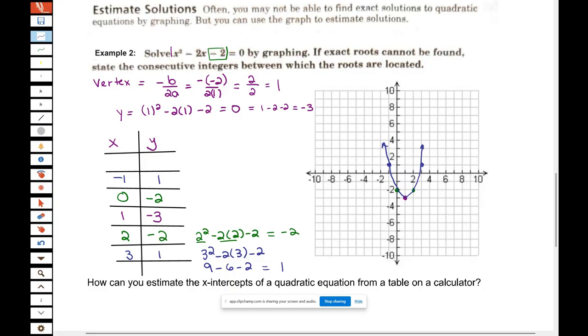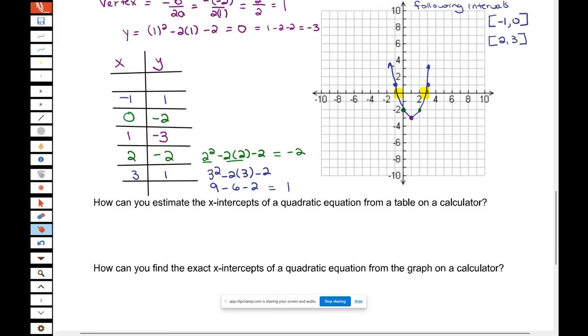So we can see when we draw our parabola here that our x-intercepts, we don't know the exact values, but they're somewhere between -1 and 0 and between 2 and 3. And I'm going to write that using interval notation. So the roots are located on the following intervals. Those intervals are -1 to 0, inclusive, somewhere in here, and 2 to 3. So that's my answer.